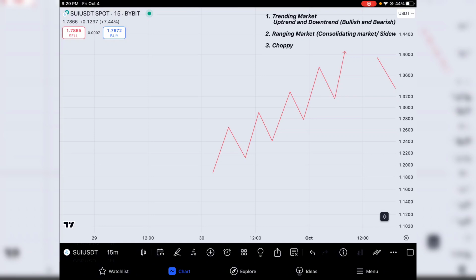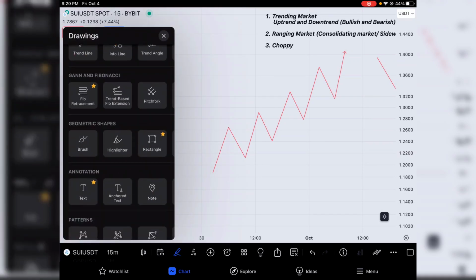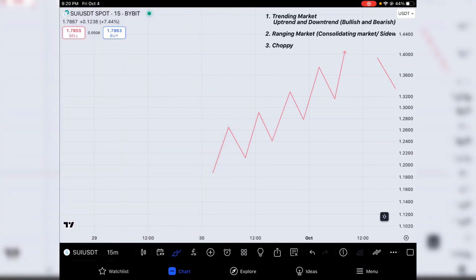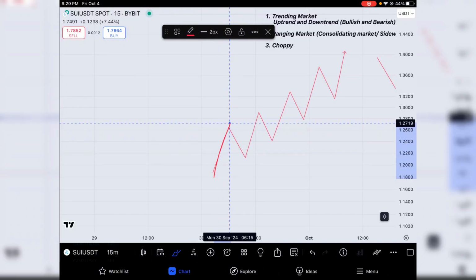Like you bounce a ball on a floor, all of a sudden the ground will push the ball upwards. So the ground is the support, the ceiling is the resistance. Now look at it: the market moved up to this point, then the market came back here.